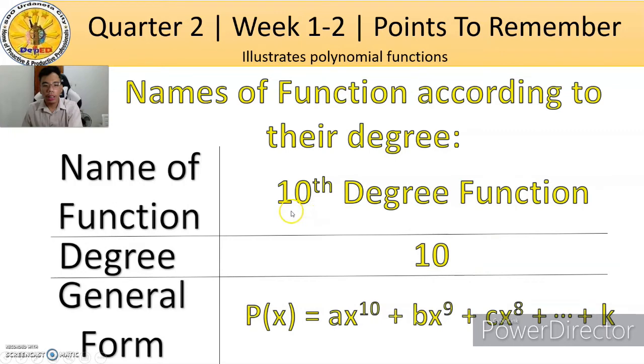We will call it 10th degree function, and its general form would consist of p of x is equal to ax raised to 10 plus bx raised to 9 plus cx raised to 8 and so on up to the constant term which is k. How can we say that a function is a polynomial function or not?